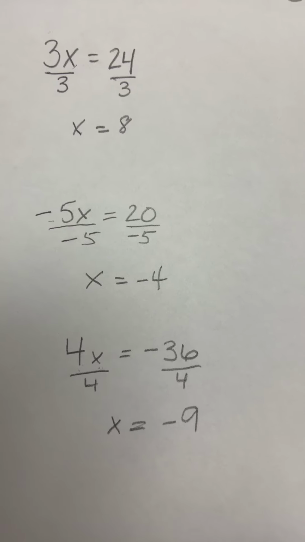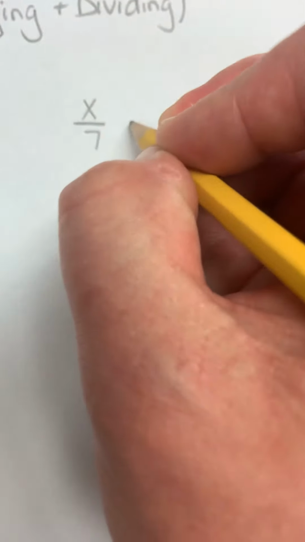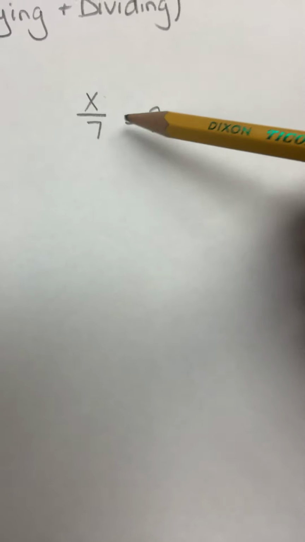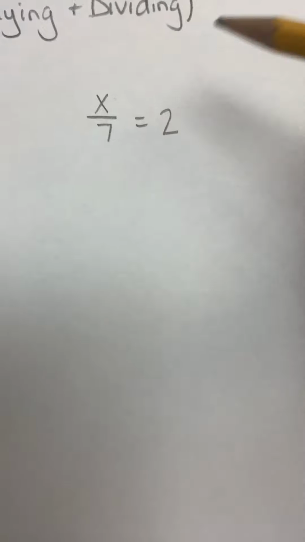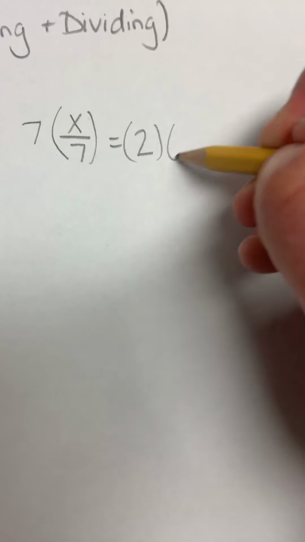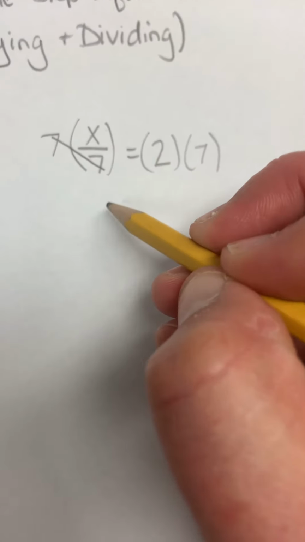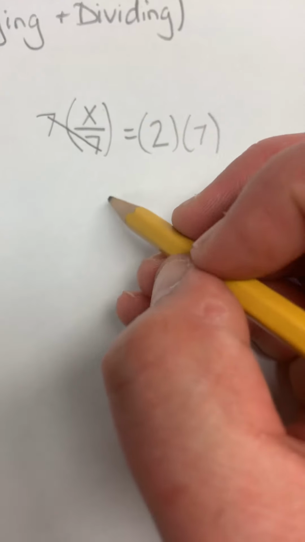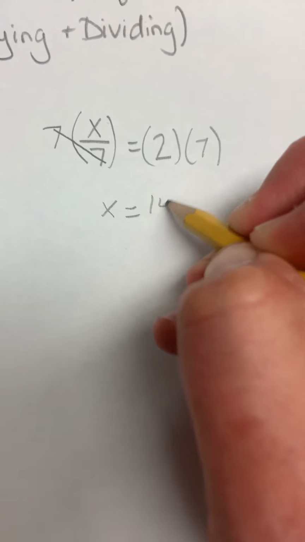So those are multiplication problems. Let's try some division problems. Let's say I have x over 7 equals 2. This means some number divided by 7 is going to give me 2. I want to get rid of division. A fraction just means division. I get rid of dividing by 7 by multiplying by 7 on both sides. So these cancel out because 7 divided by 7 is 1, and 1x is just x. And 2 times 7 is 14.